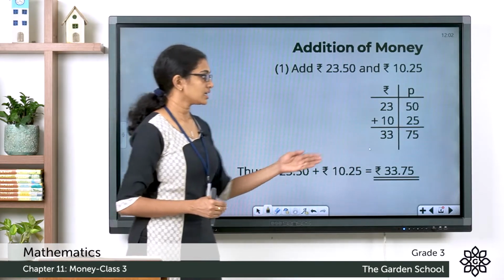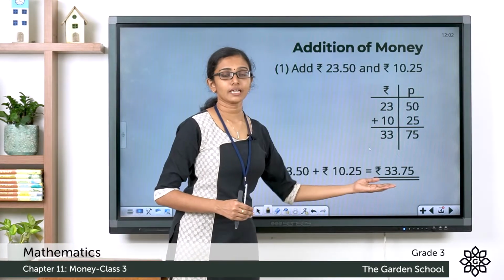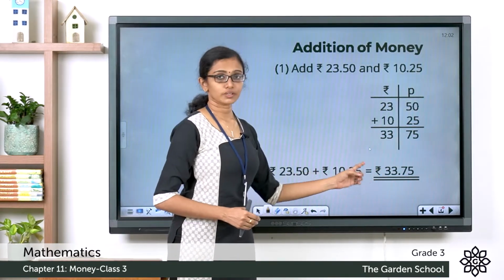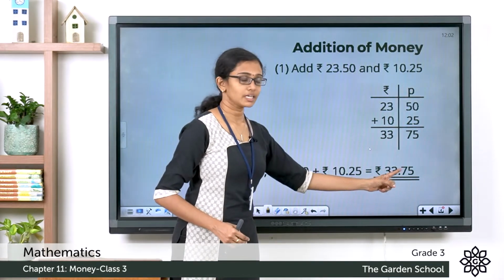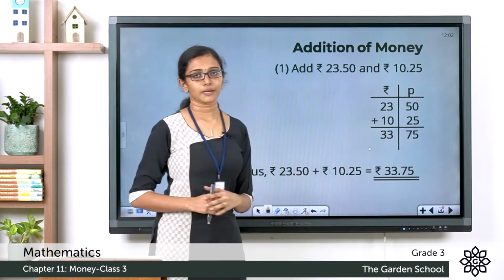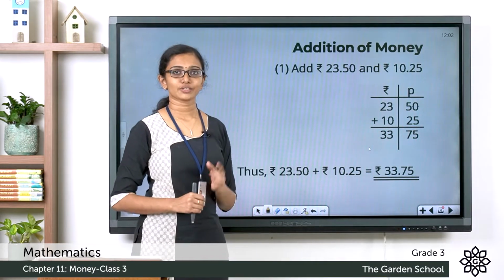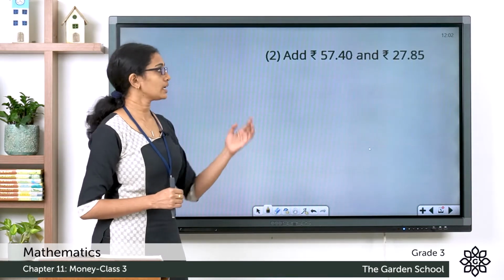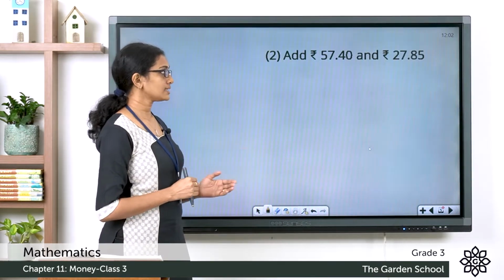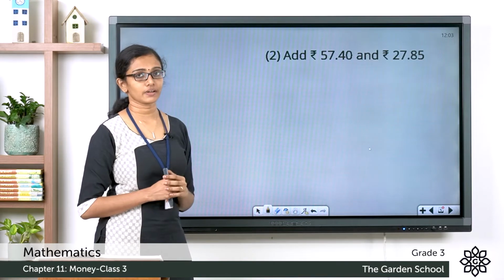And make sure that you are writing it properly in the short form. First put the symbol for rupee, then write the rupee part, put a dot, then write the paise part. I hope it is clear to you. We will see one more example. Add 57 rupee 40 paise and 27 rupee 85 paise.